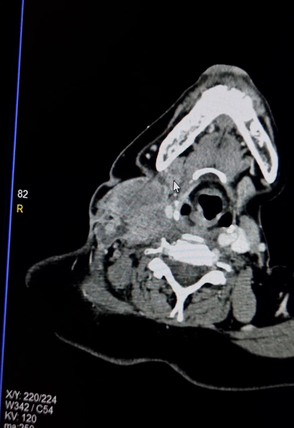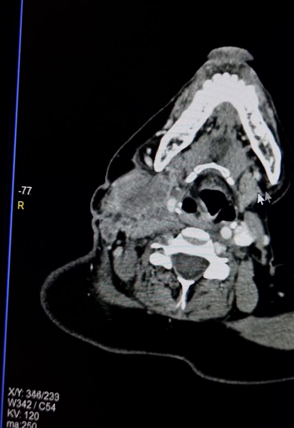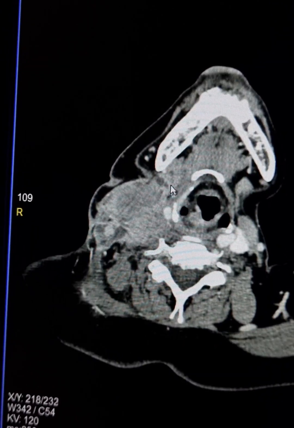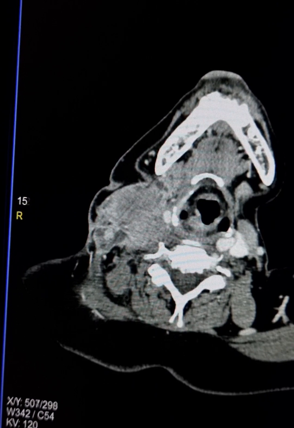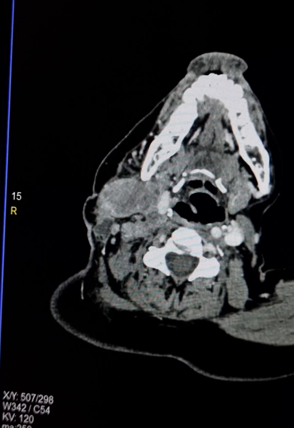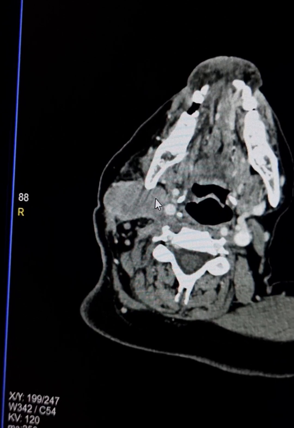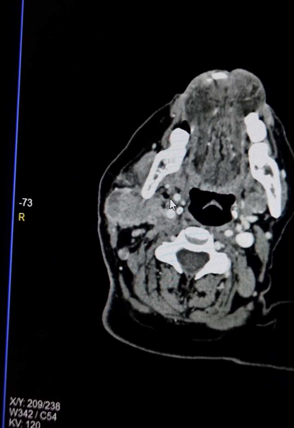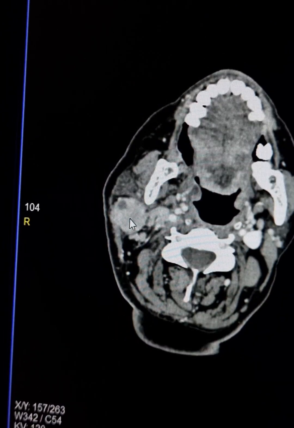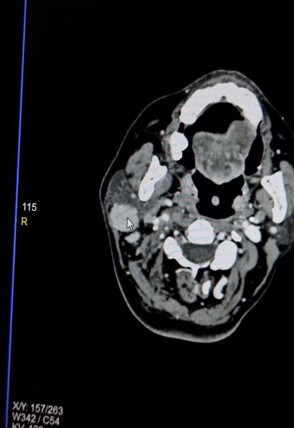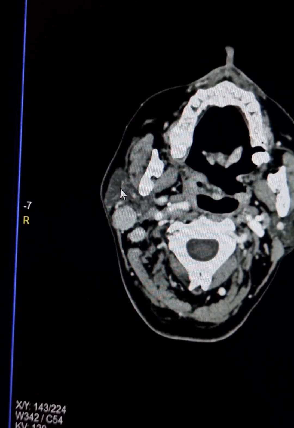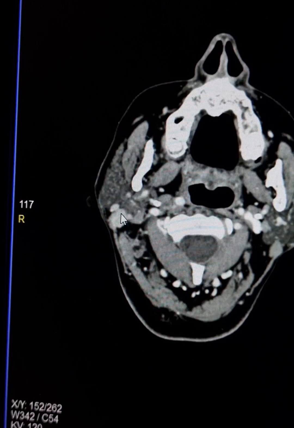Now, if we go superiorly, this is the submandibular gland here. The mass has involved the right submandibular gland as well. If we proceed upwards, this in fact is a lymphoid mass here. This one, which is a metastatic mass, extends upwards. This is the parotid gland. This extends into the parotid gland.